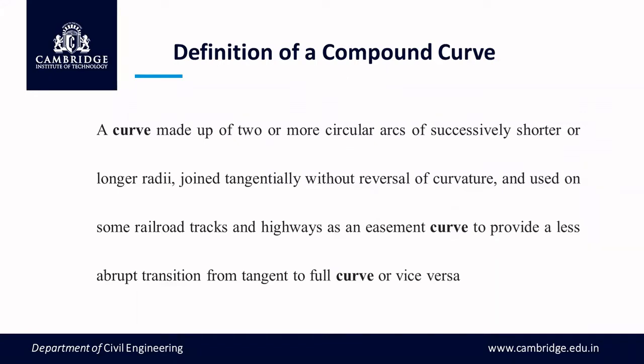A curve made up of two or more circular arcs of successively shorter or longer radii joined tangentially without reversal of curvature, and is used on some railroad tracks and highways as an easement curve to provide a less abrupt transition from tangent to full curve or vice versa.